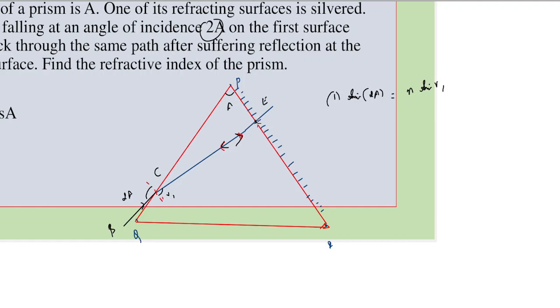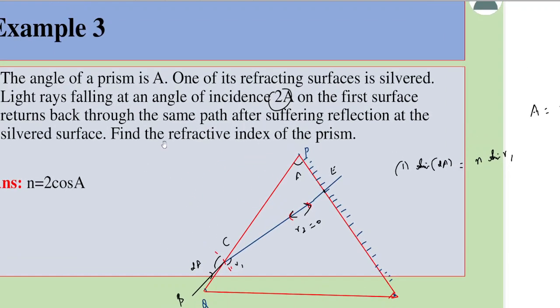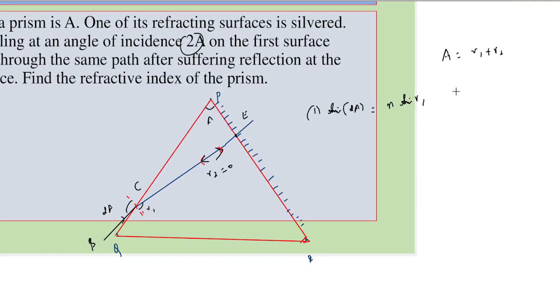If the light ray falls normally on the prism, in this case R2 would be 0. Recall that A is equal to R1 plus R2. Since R2 is 0, A is the same as R1. A is the angle of prism. Therefore, A is equal to R1 only because R2 is 0. So what we get here is sine 2A is equal to n sine A.